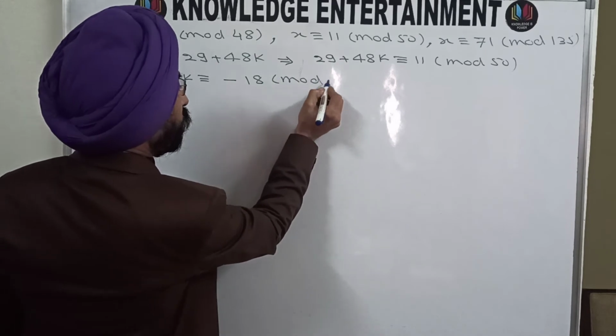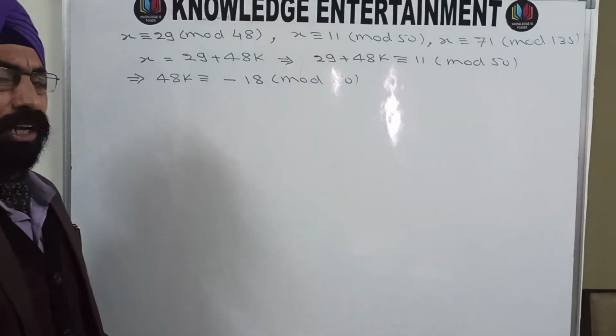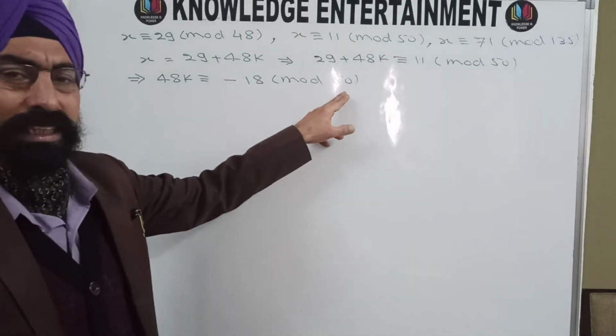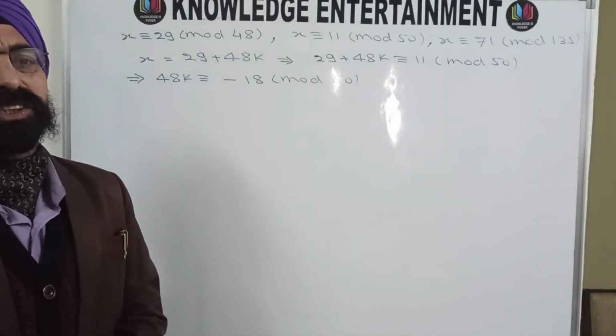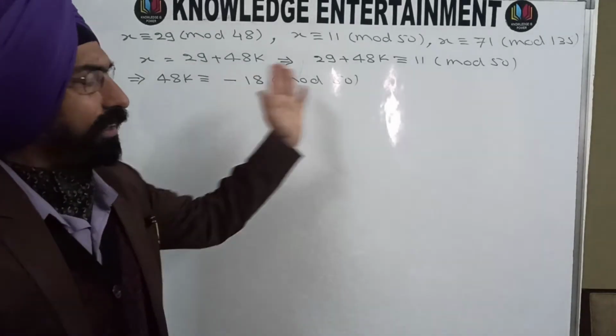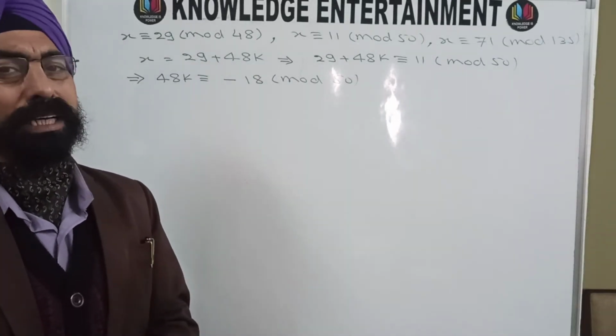modulo 50. Now look at this 48, this 18, this 50. They are having a greatest common divisor that is not 1. What is that? That is 2. So you can divide throughout this linear congruence equation by 2.